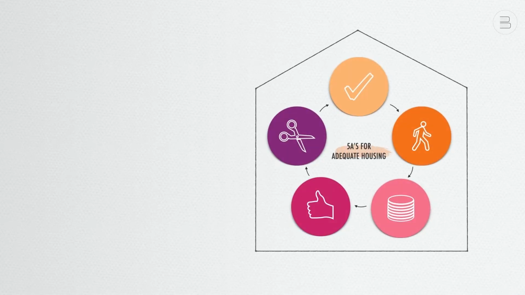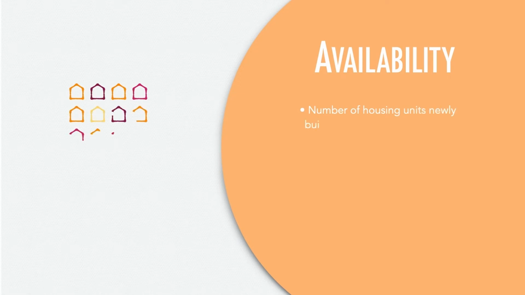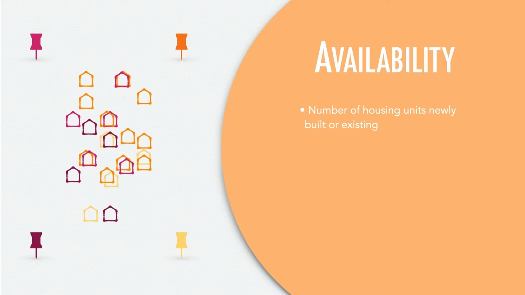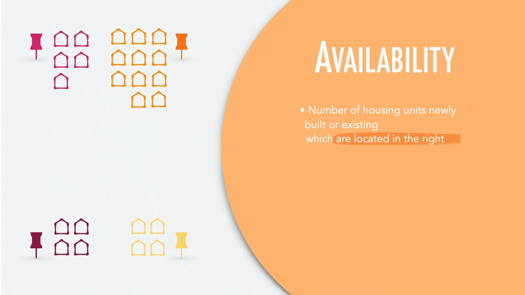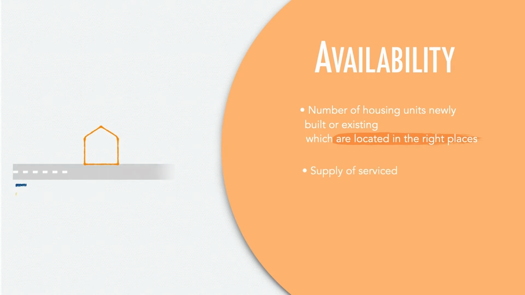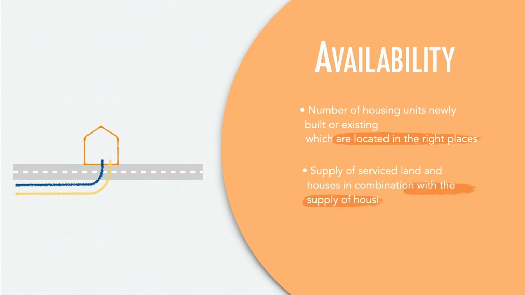The first A principle of adequate housing is availability. Availability refers to the number of housing units which are newly built or existing. This principle considers the location of these houses as determinant of its adequacy. So what we are saying here is that this housing stock needs to be available in the right locations. The supplies of service land and houses in combination with housing finance is also part of the concept of availability.